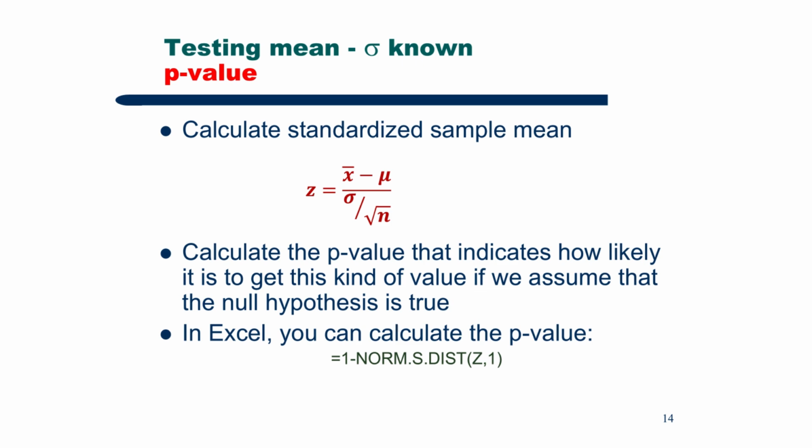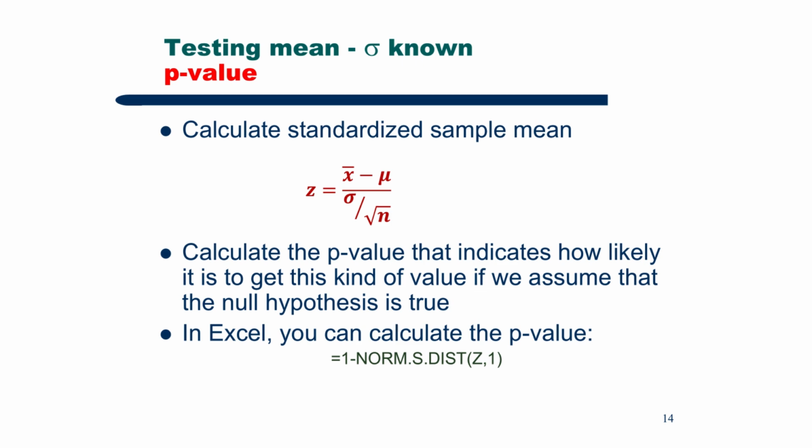Testing mean, alpha known. Calculation of p-value. Step 1. Calculate the standardized sample mean. The formula for calculating the z-score is z equals sample mean minus population mean divided by population standard deviation divided by the square root of the sample size. Step 2. Calculate the p-value. The p-value tells us how likely it is to get this kind of result under the assumption that the null hypothesis is true.